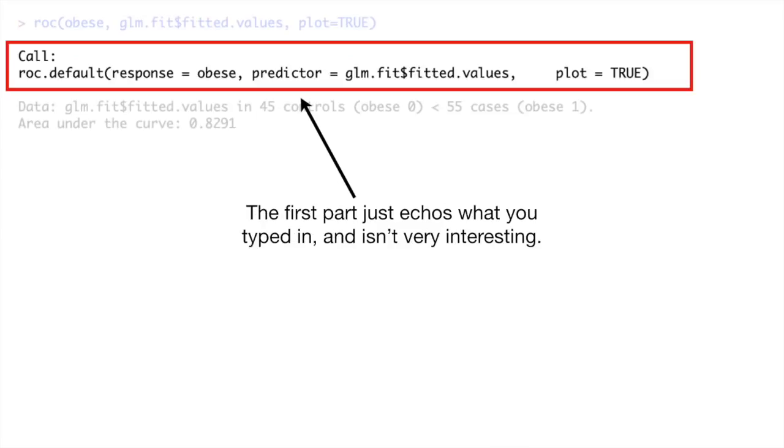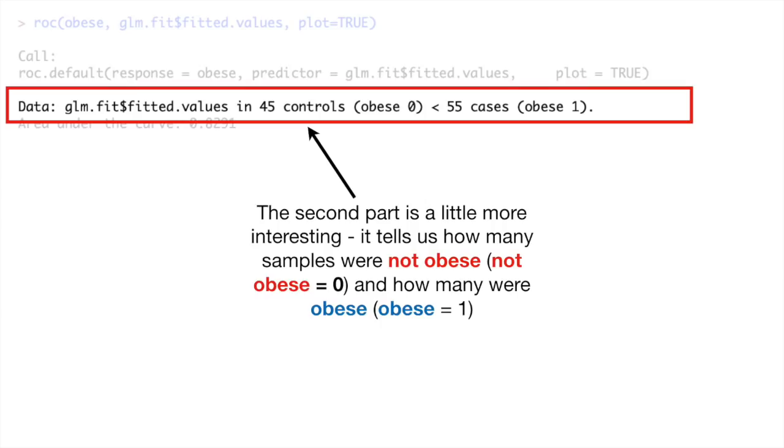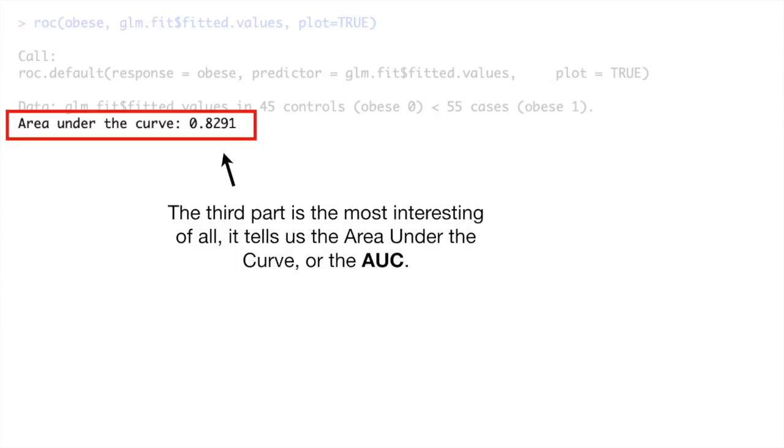When you use the roc function, it prints out a bunch of stuff. The first part just echoes what you typed in and isn't very interesting. The second part is a little more interesting. It tells us how many samples were not obese. Remember, not obese equals 0. And how many samples were obese? Obese equals 1. The third part is the most interesting of all. It tells us the area under the curve, or the AUC.